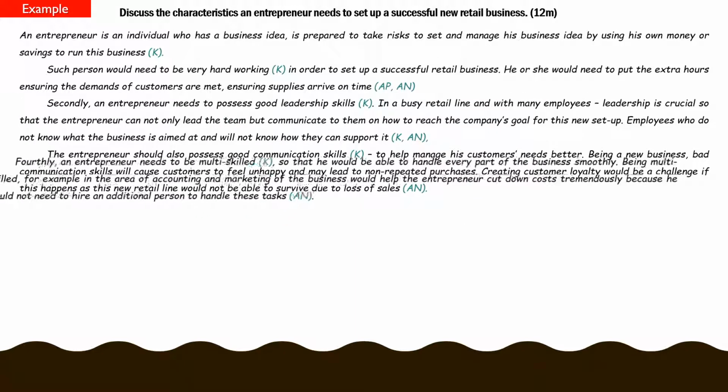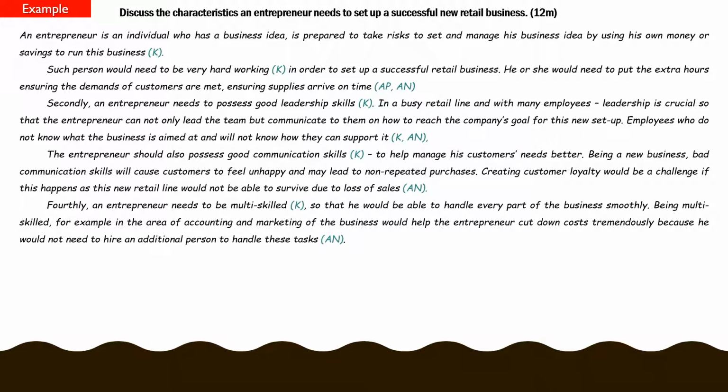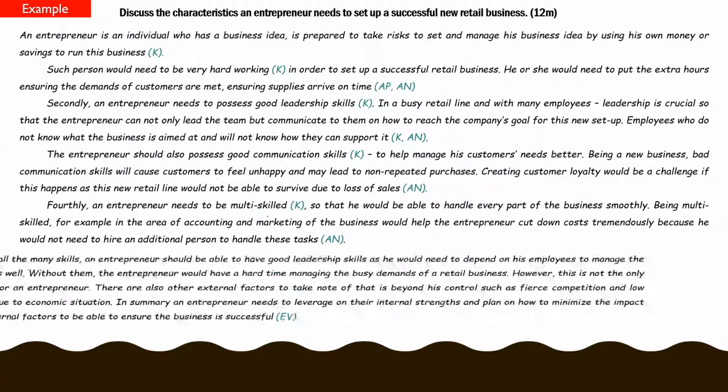Yeah. Now, in the fifth paragraph, an entrepreneur needs to be multi-skilled so that he'll be able to handle every part of the business smoothly. Being multi-skilled, for example, in the area of accounting and marketing of the business, would help the entrepreneur cut down costs tremendously because he would not need to hire an additional person to handle these tasks, right?